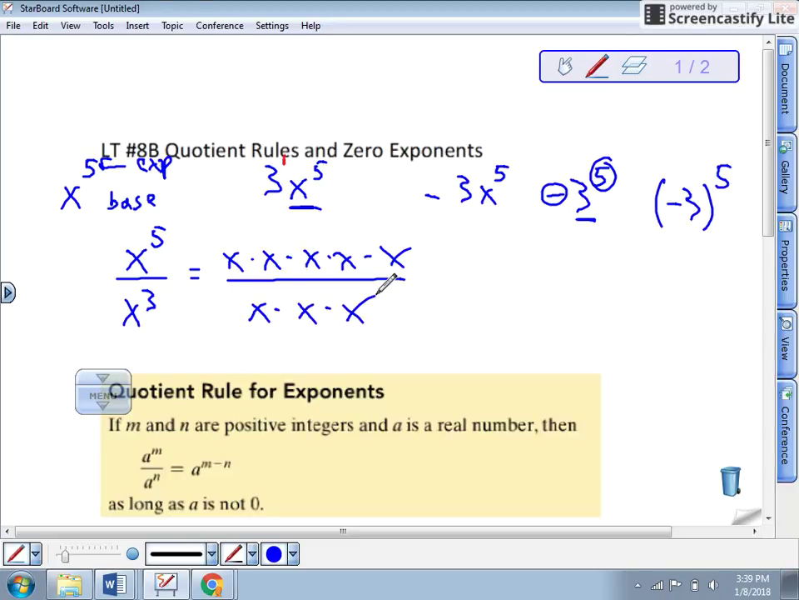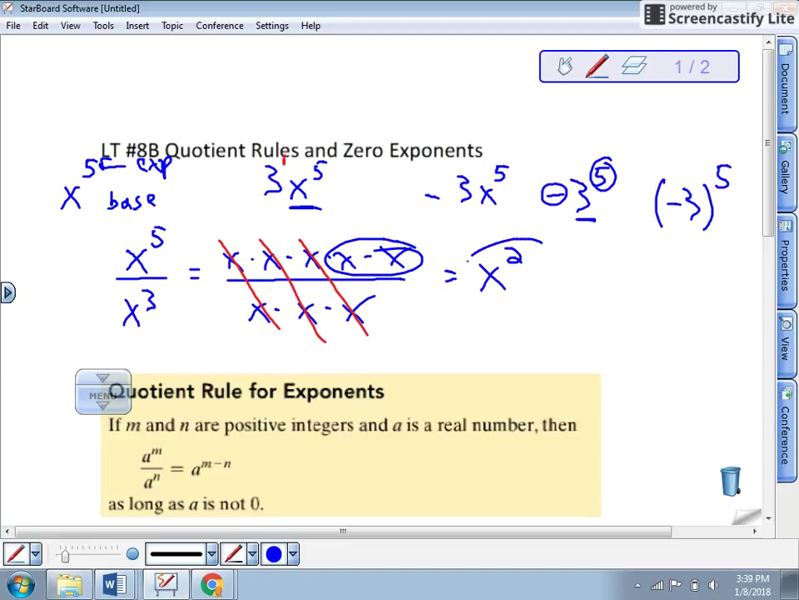Now we know about canceling out, so let's cancel. Those would be gone, those would be gone, and those would be gone. What would we be left with? We'd be left with just x squared on top. So the answer would be x squared.